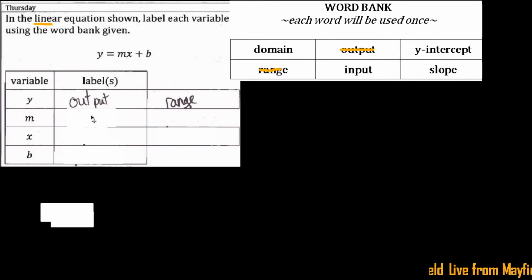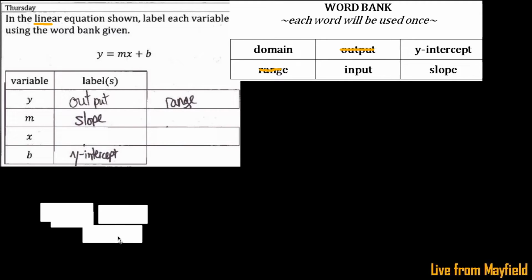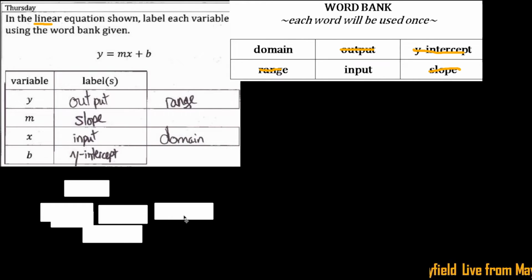Thinking back to our slope and y-intercept notes, we know that this is always the form of our linear equation or function. We say that it's y equals mx plus b. And we know that the slope is m, and b is the y-intercept. And so again, we can cross those two out. And very last, but certainly not least, we know that also our x values are the input and the domain. Again, you want to make sure you're matching these labels with the correct terms.